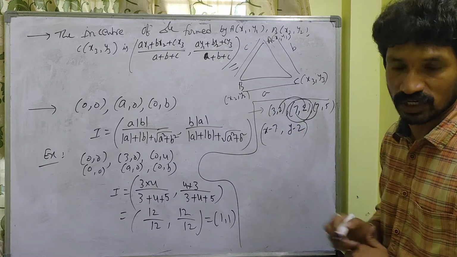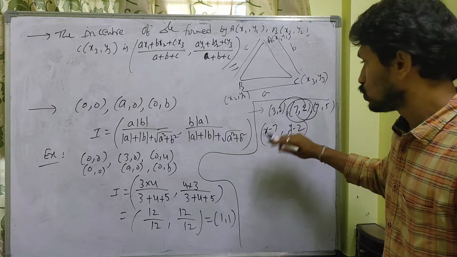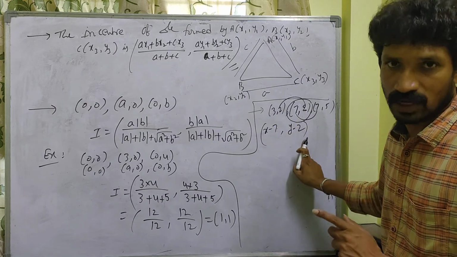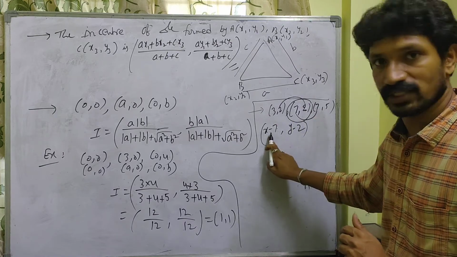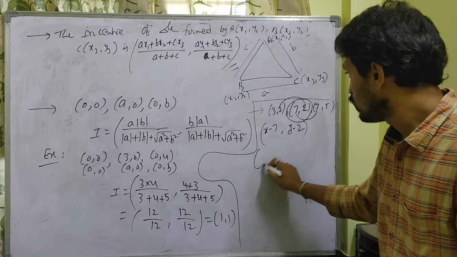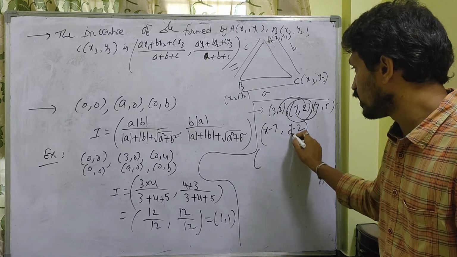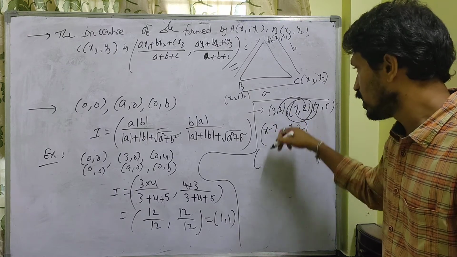How it will be once you check it out. Once again, 7 comma 2 is the right angle vertex, so take the form x minus 7 comma y minus 2. Substitute all these 3 points here to get the other points. So 3 comma 2 substitute here: 3 in the place of x, 2 in the place of y, and take the result.